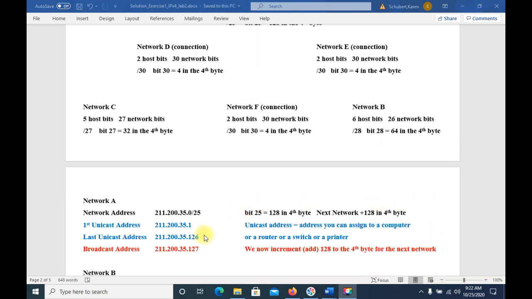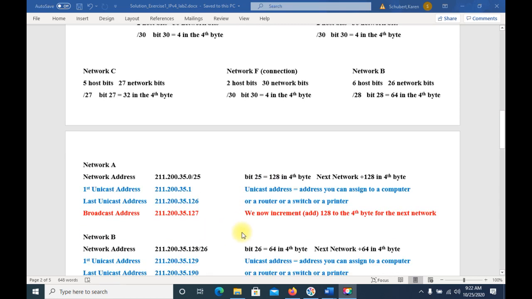We will now apply all this pre-work to our task at hand. Now network A, we will maintain the original network address, 211.235.0, but we will change the subnet mask from /24 to /25. Now bit 25 is in the 4th byte, it's worth 128, so we have to add this number 128 to the 4th byte to get to the next network.